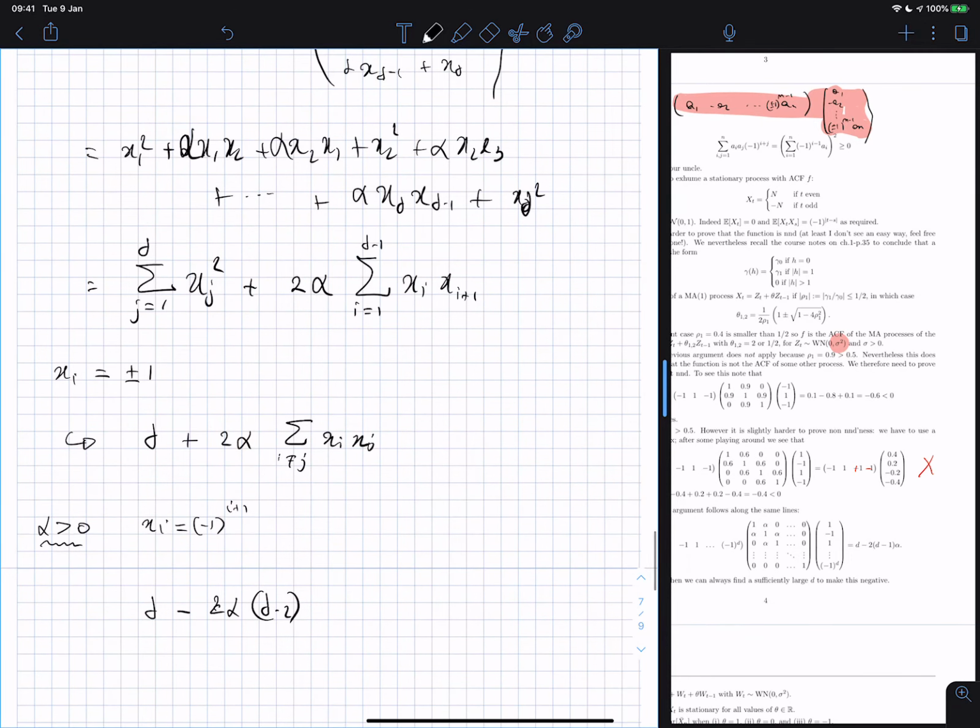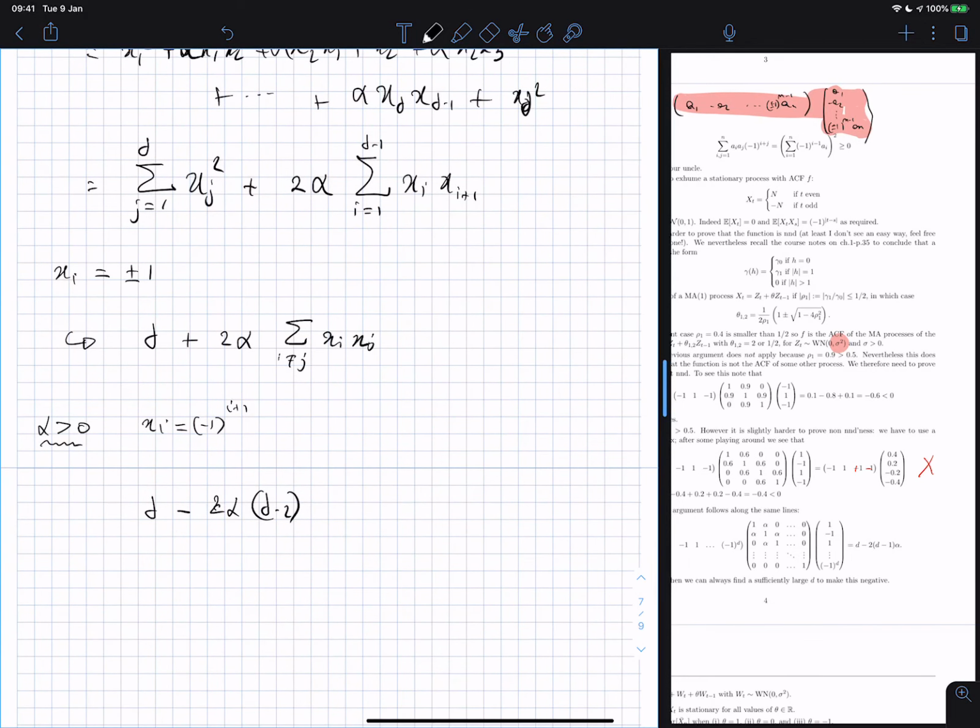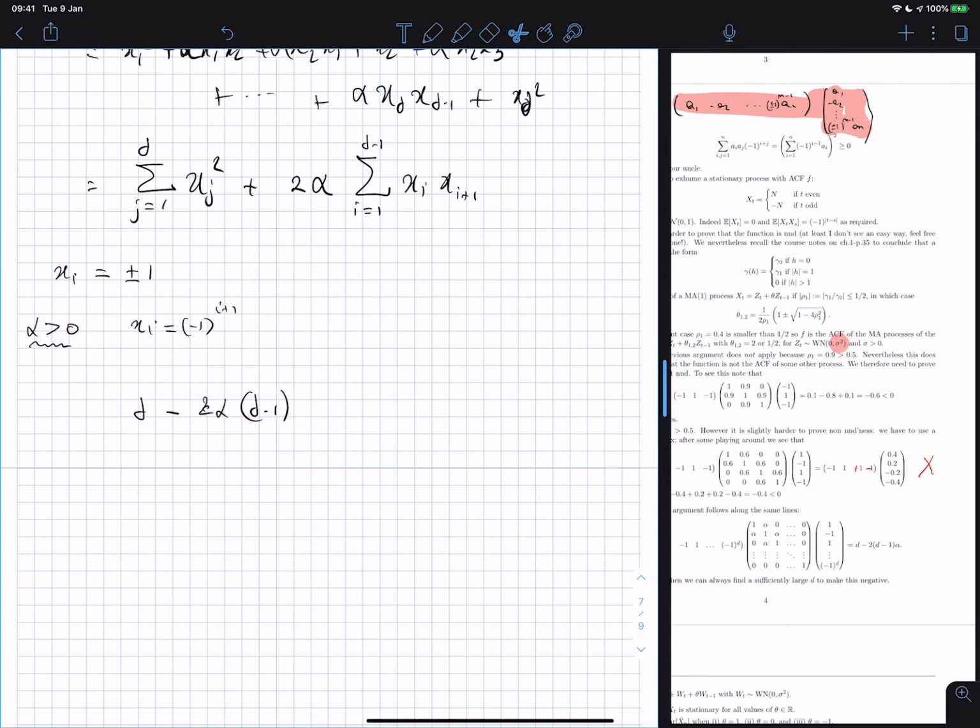So if alpha is positive, then we just have to take d. No, it's not d minus 2, it's d minus 1. So if alpha is positive, then we have to take d large enough to make this negative. And if alpha is negative, then I don't know.